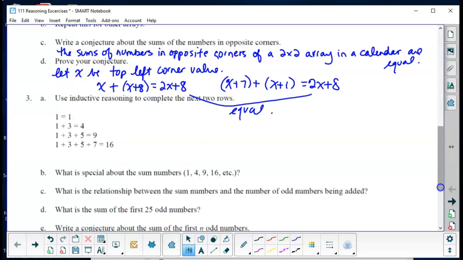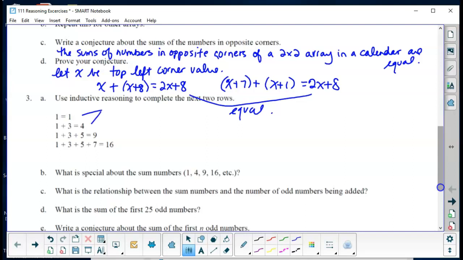Another pattern. Use inductive reasoning to complete the next two rows. So what's happening here? 1 is 1. 1 plus 3 is 4. 1 plus 3 plus 5 is 9. 1 plus 3 plus 5 plus 7 is 16. So what are you adding here? You're adding odd numbers. Okay? So 4 odd numbers, we get 16. First 3 odd numbers, we get 9.